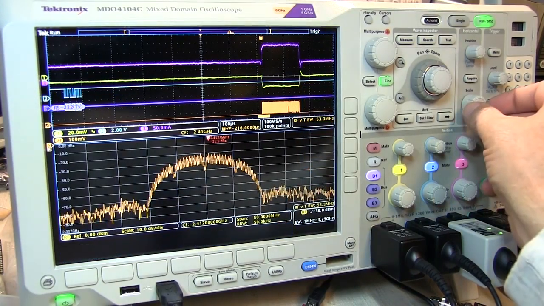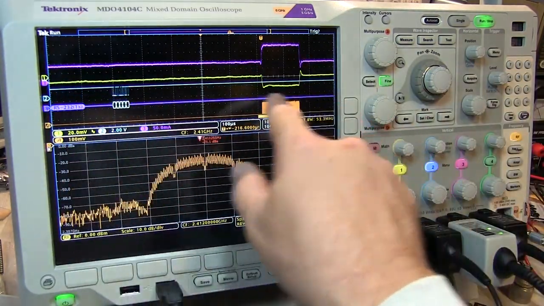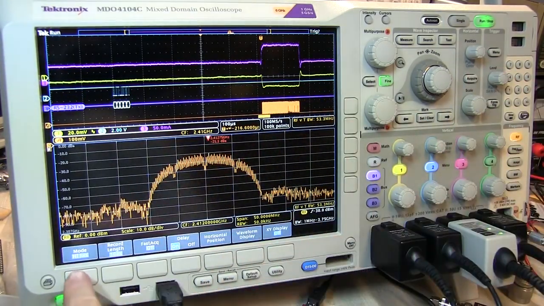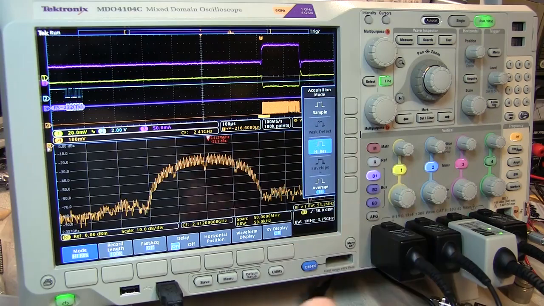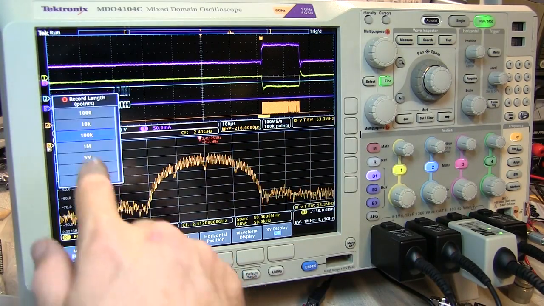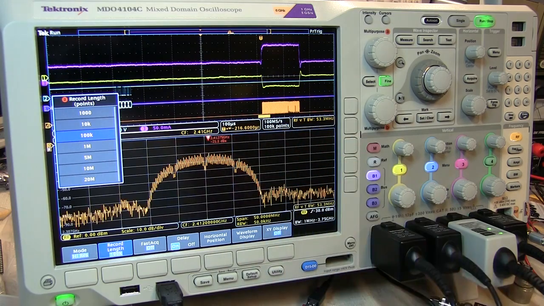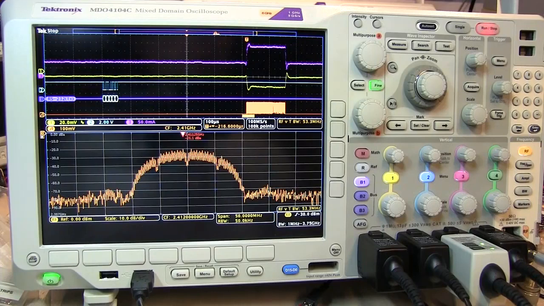After adjusting the horizontal scale to set up the duration of record that we want to look at, we use the acquire menu to set the acquisition mode, in this case to high res, and the record length, in this case to 100,000 points. This gives us a resulting 100 megasample per second in each of the waveforms for good resolution. After doing a single shot acquisition, let's take a look at all the waveforms available.